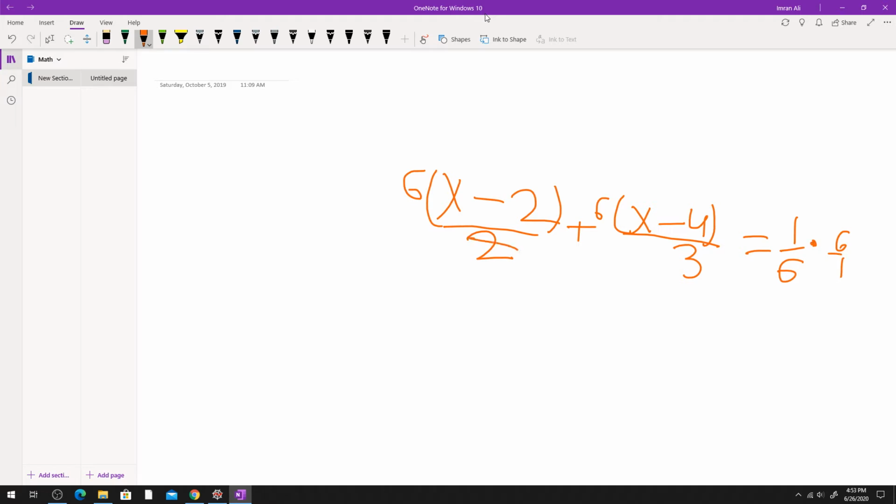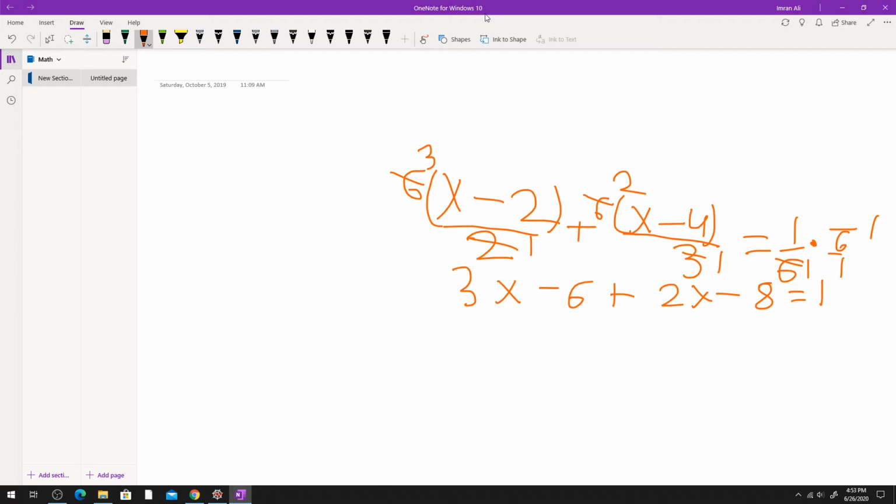Now let's simplify. 2 times 3 is 6. 3 times 2 is 6. And we can easily cross that out. We're going to solve that. 3x minus 6 plus 2x, it's going to be minus 8 equals 1.